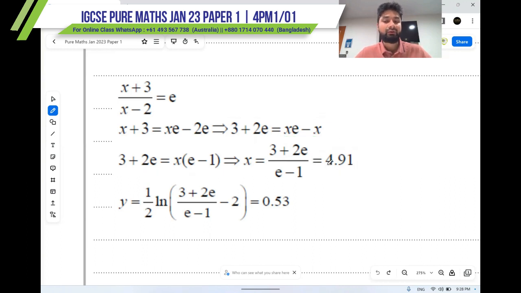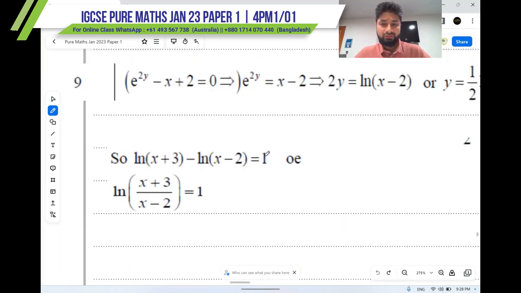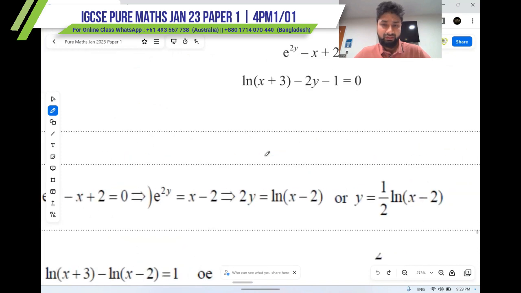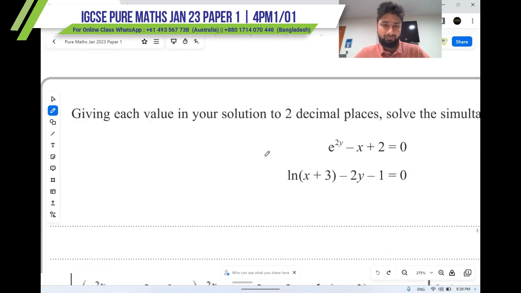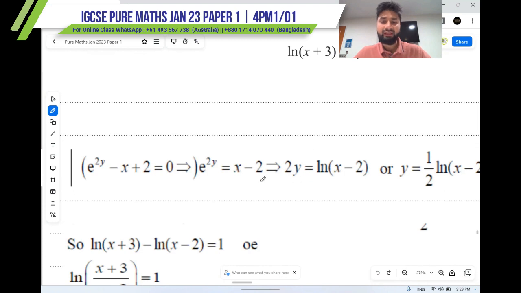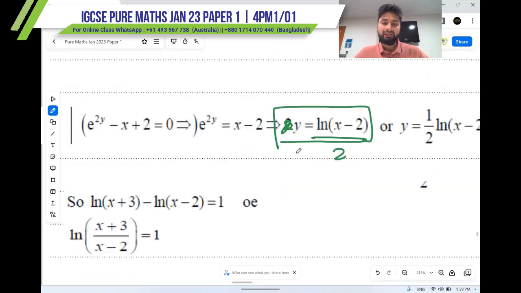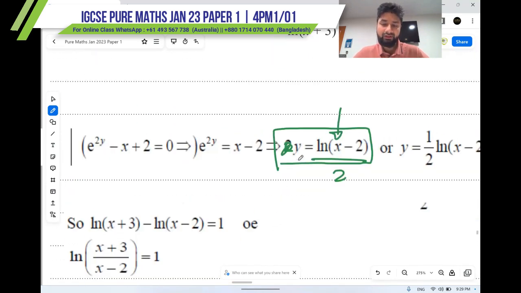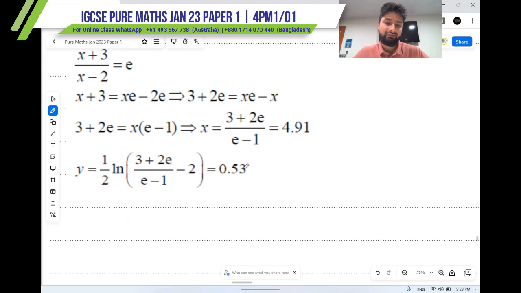Now we have to find the value of y. We have to substitute this value of x into any of the equations. The best equation over here can be this one, where we have found 2y equals ln x minus 2. If I transfer this 2 to the other side, it will become divided by 2. So we can simply substitute the value of x over here, and we can finally get the value of y, that is 0.53.